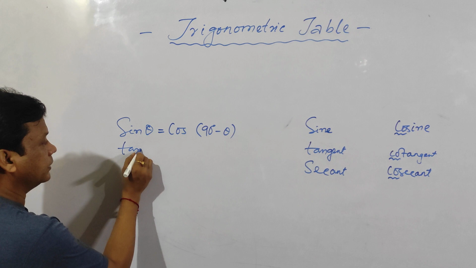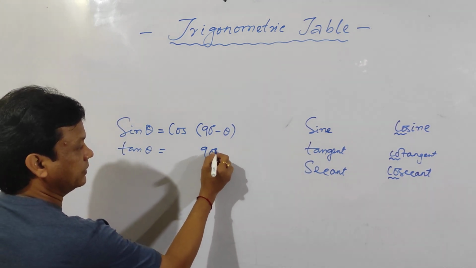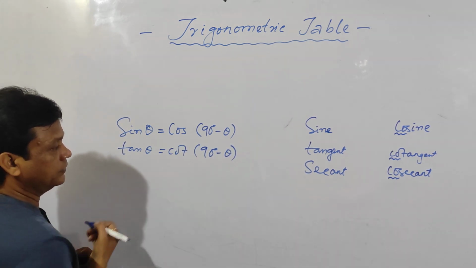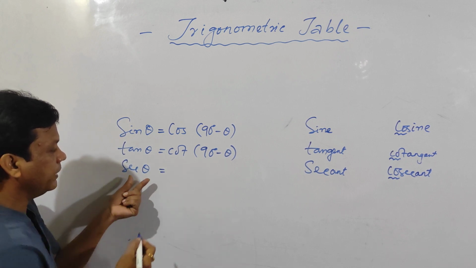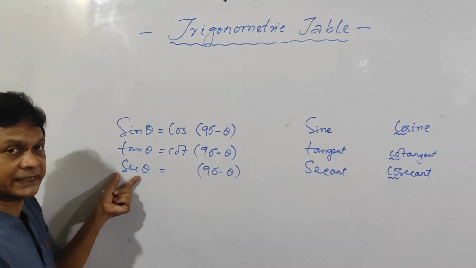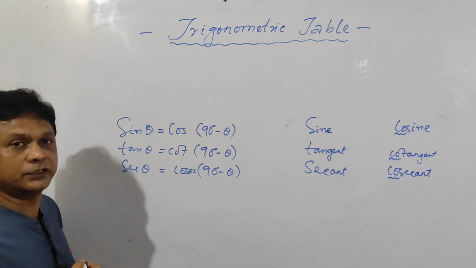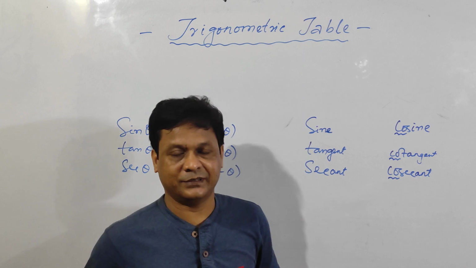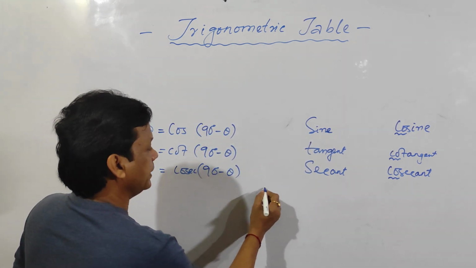Similarly, tan theta. And what is the complementary angle of theta? It is 90 degree minus theta. Clear? And what is the complementary function of tangent? Cotangent. That means cot. And if you are taking sec theta, what is the complementary angle of theta? It is 90 minus theta. And what is the complementary function of sec? It is cosec. Clear? So this is the relationship between sine, cos, tan, cot, sec, cosec. You understand or not?